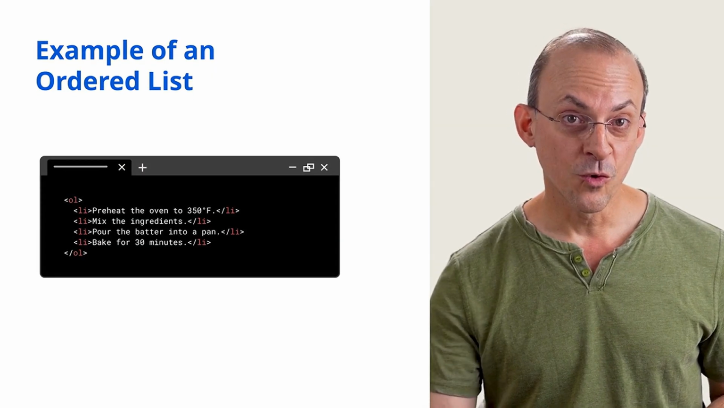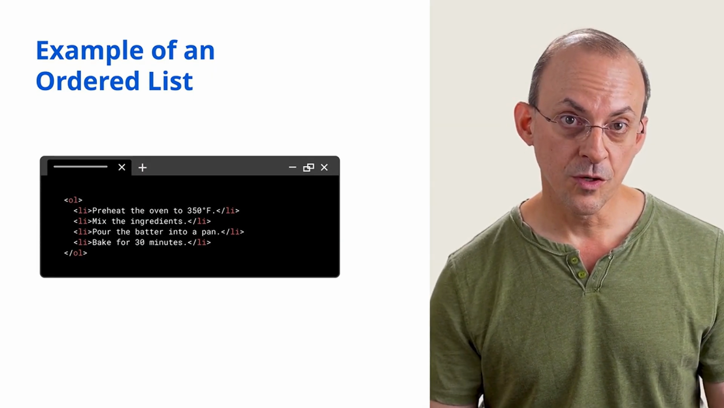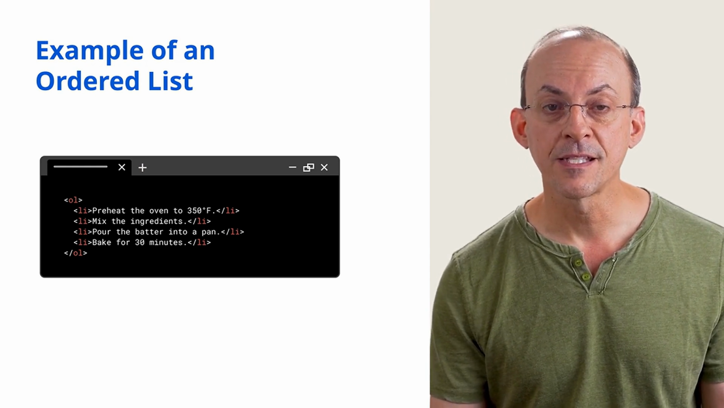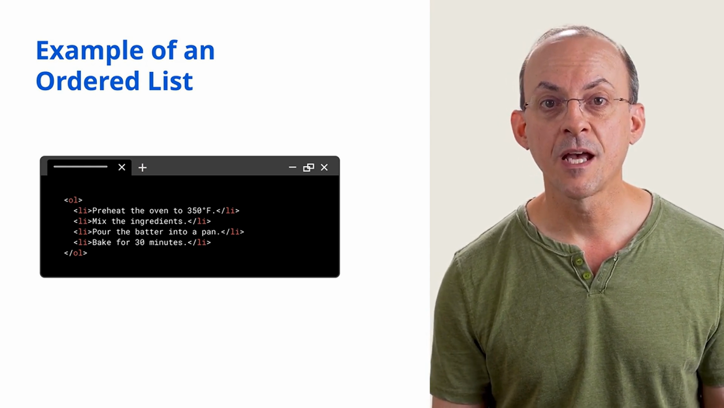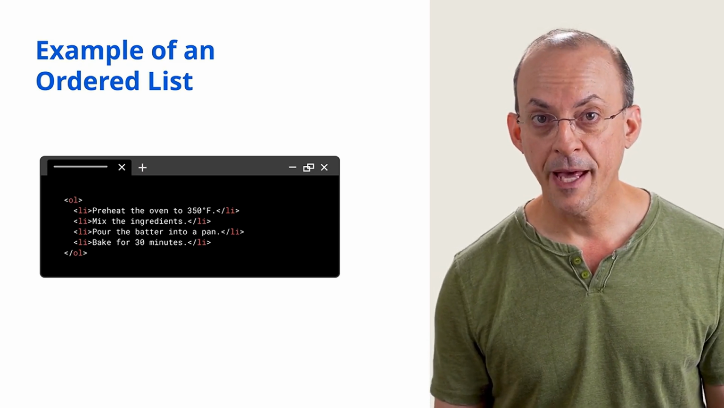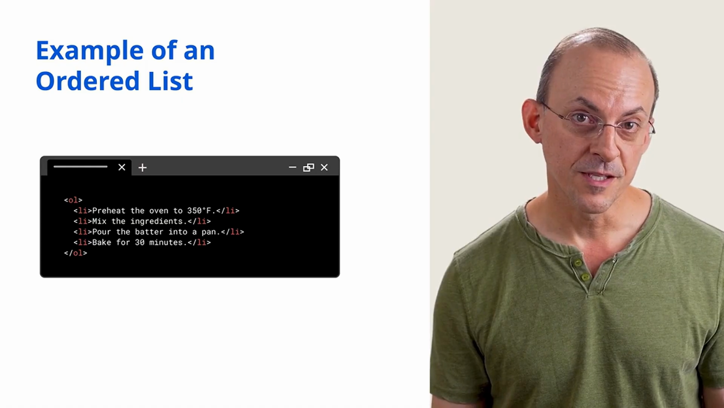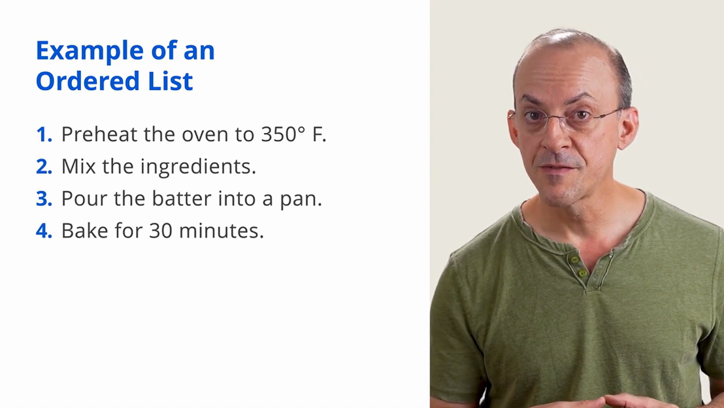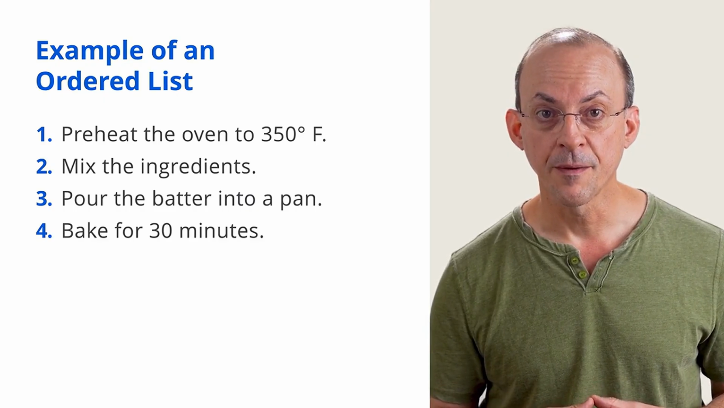Here's an example of an ordered list. Start with the ordered list tag, and then add the following list items wrapped by the list item tag. Preheat the oven to 350 degrees, mix the ingredients, pour the batter in a pan, bake for 30 minutes. It will display a recipe which lists a numbered series of steps in the proper order to cook something.